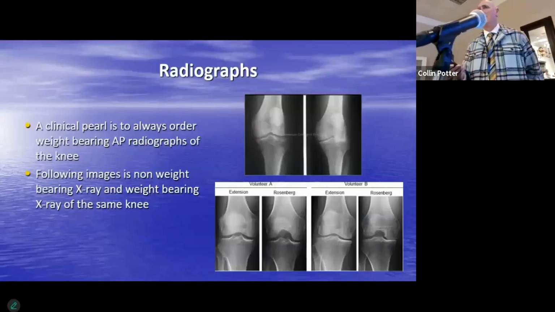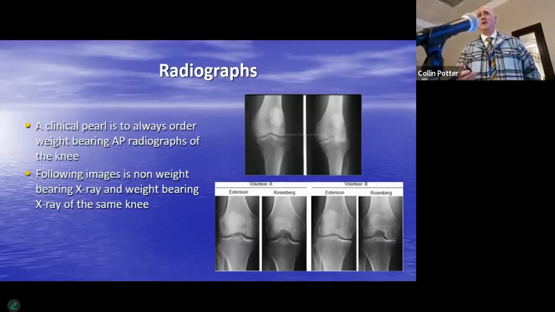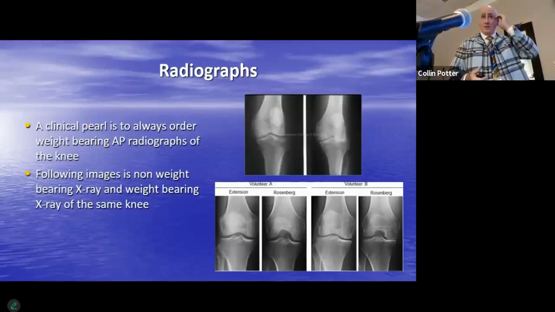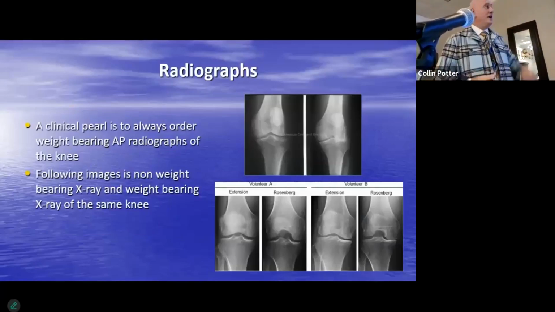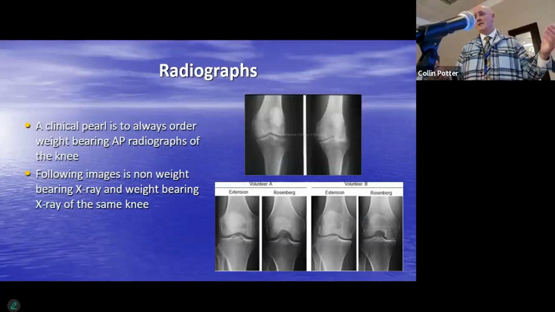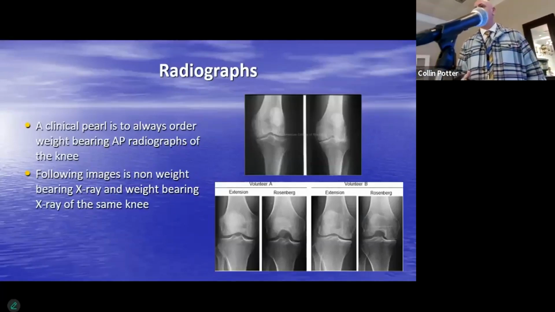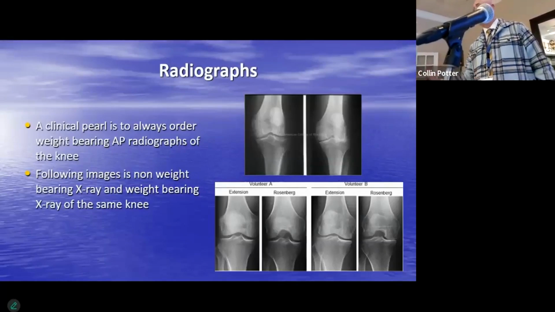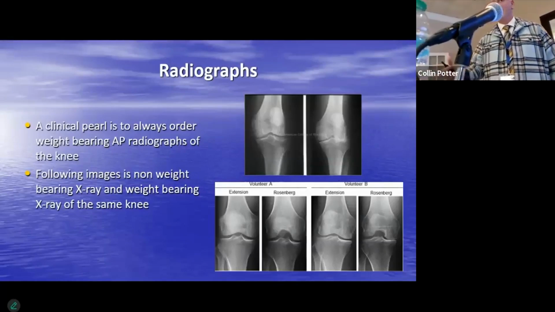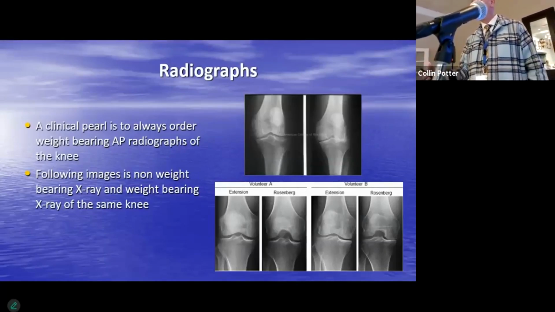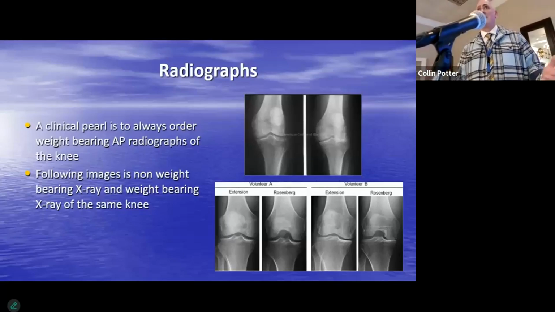And I always encourage you to look at them too. Look at them. You're certainly qualified to look at them. Don't ever think that you're not. I look at our x-rays every day just about, and then I look at the reports, and they're not that good. So always look at your x-rays.